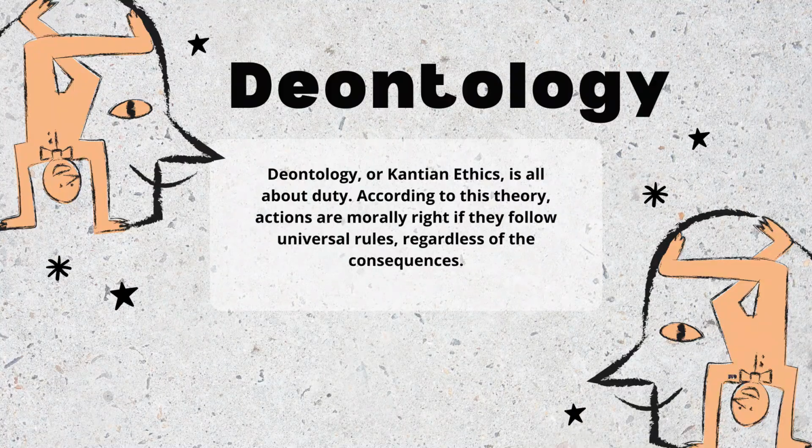Another example could be enforcing evacuation orders. Leaders have a duty to protect lives even if enforcing it is unpopular. Following this duty is morally correct. The key idea is that ethics is about doing your duty and following moral rules, not just thinking about what benefits you or others, and that's according to deontology. Now let us continue to the second one, which is utilitarianism.